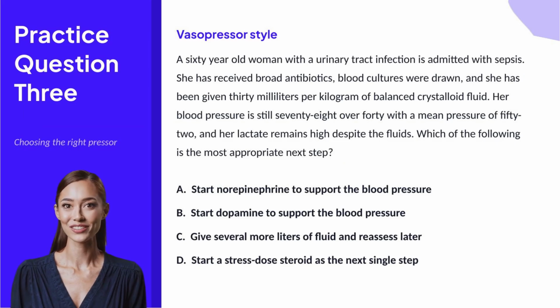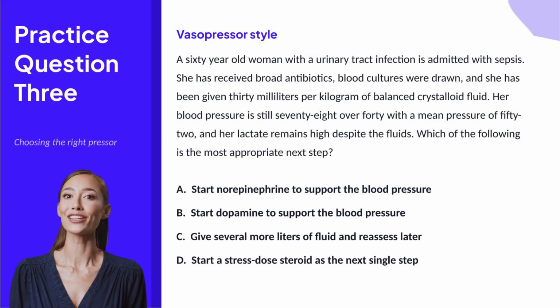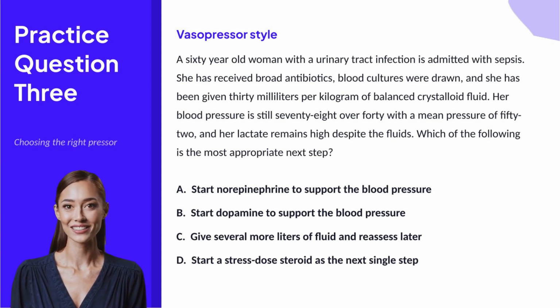Our third question takes us to the moment where the first round of treatment is done and the patient is still in trouble. A 60-year-old woman with a urinary tract infection is admitted with sepsis. She has already received broad antibiotics, blood cultures were drawn, and she has been given 30 milliliters per kilogram of balanced crystalloid fluid, which is the standard generous starting amount. Despite all that, her blood pressure is still 78/40, her mean pressure is 52, and her lactate is still high.